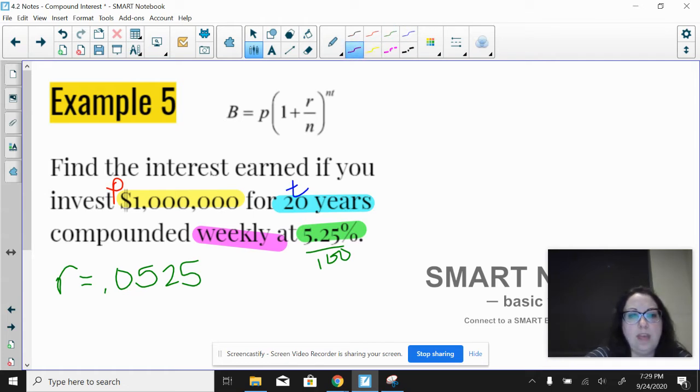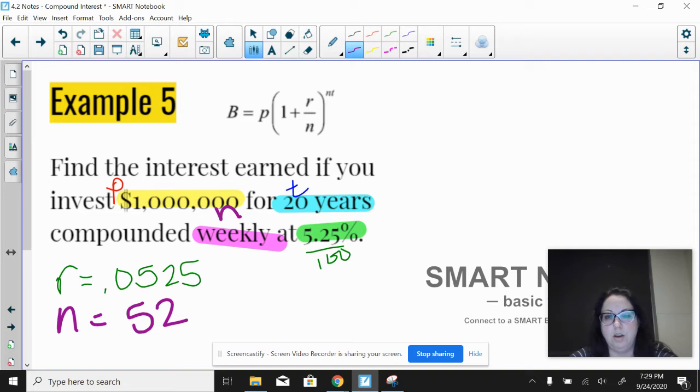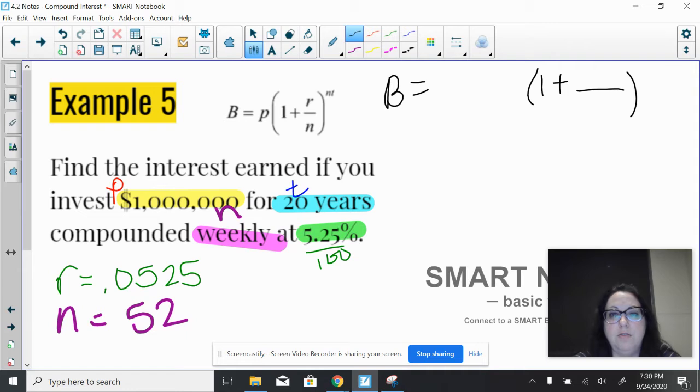Our N value, that weekly amount, means that it's going to get compounded 52 times in 1 year. So we're going to go ahead and plug in to our lovely little formula to find our balance. And our balance is our principal times 1 plus the rate divided by N to the NT. I'm trying to leave enough room there.